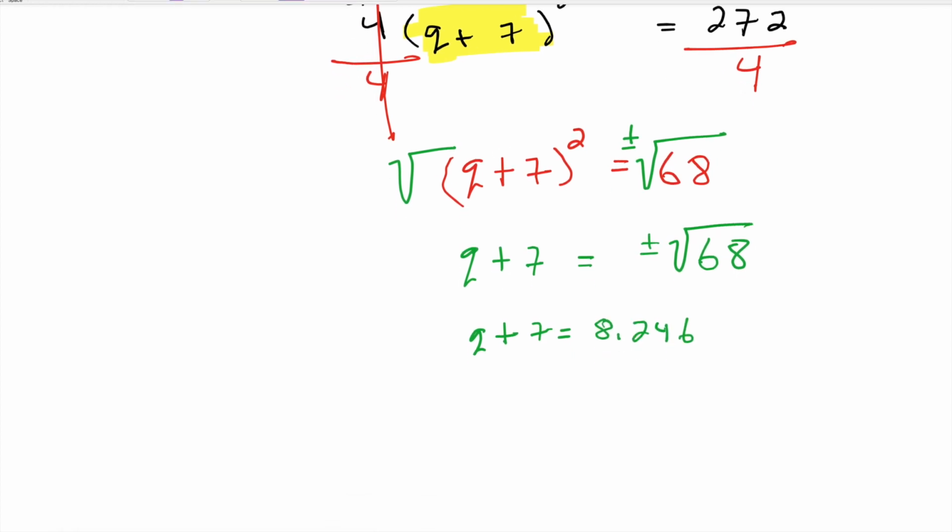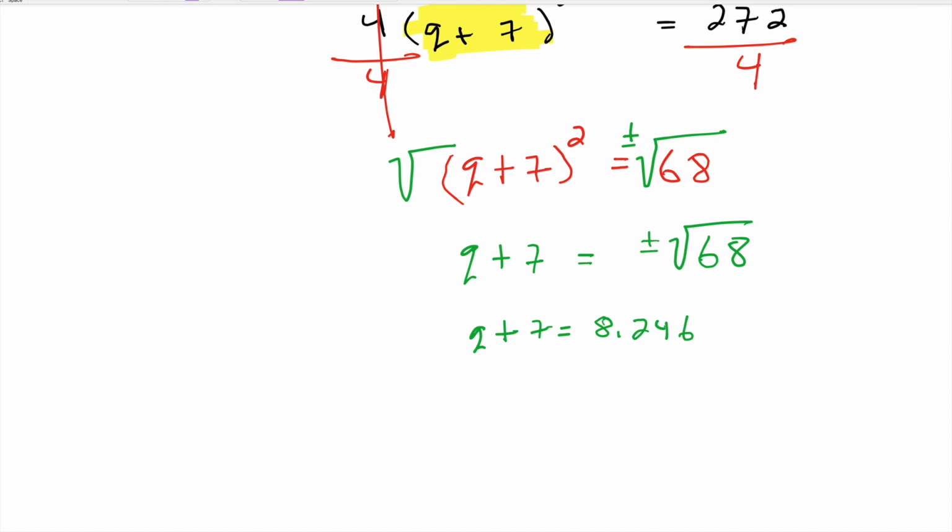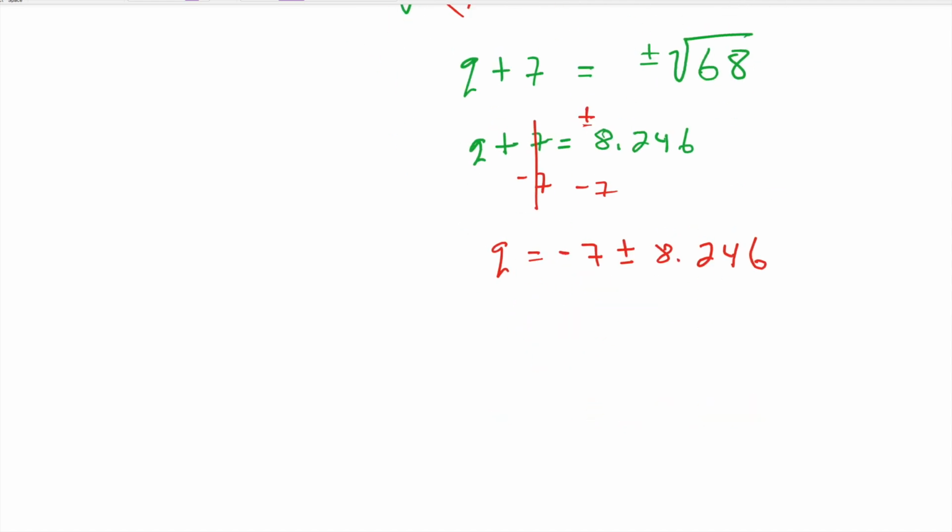Okay, now what do I do? Minus 7, minus 7. So then I get q equals what? Okay, 1.246. And what's the other one? Positive or negative? Negative 15.246. Okay. And if we type these in, we're going to get them wrong in IXL because it's not rounded right.